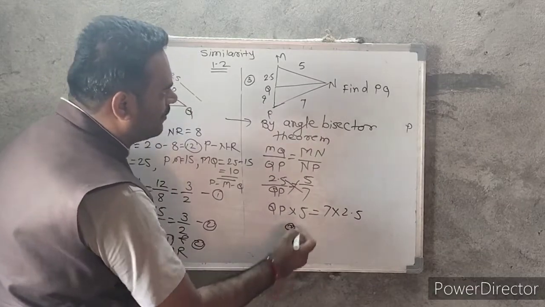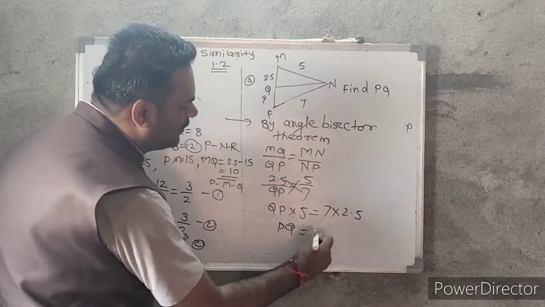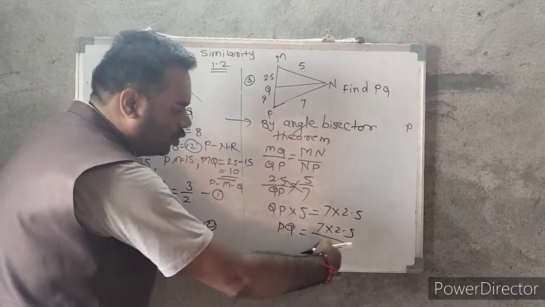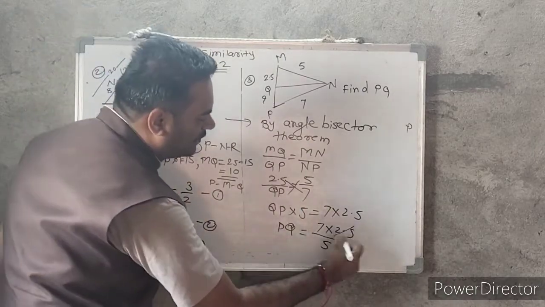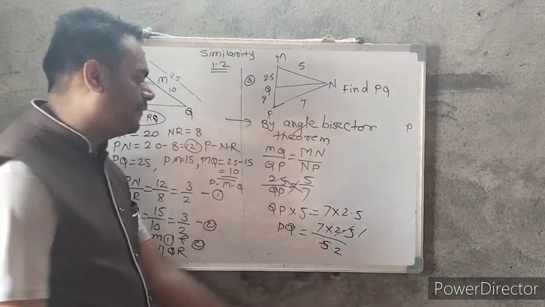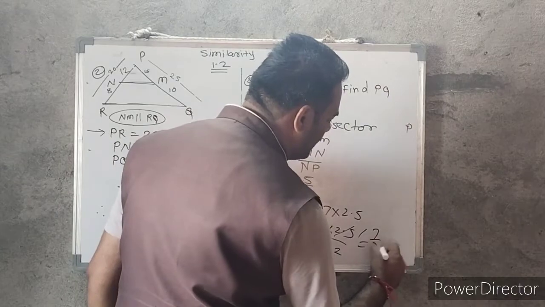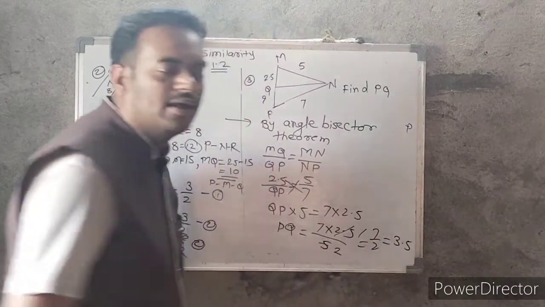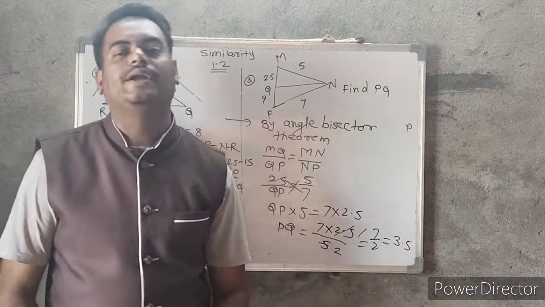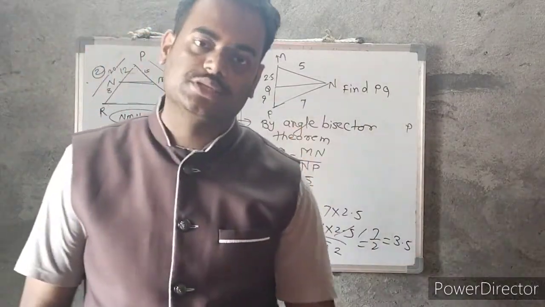Now we need to find PQ, or QP. PQ is equal to 7 into 2.5 divided by 5. The 5 goes into 2.5, giving 2 and a half, so it becomes 7 upon 2. Your answer will be 7 upon 2, which means 3.5. So finally the value of PQ is 3.5. I hope you understood this example.